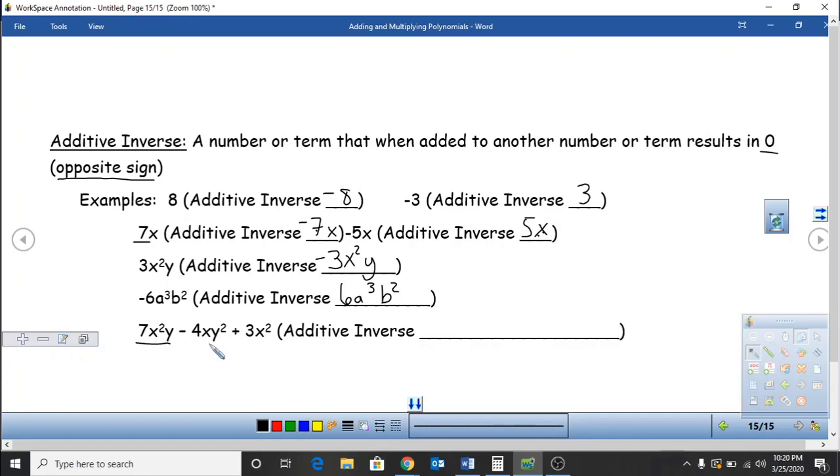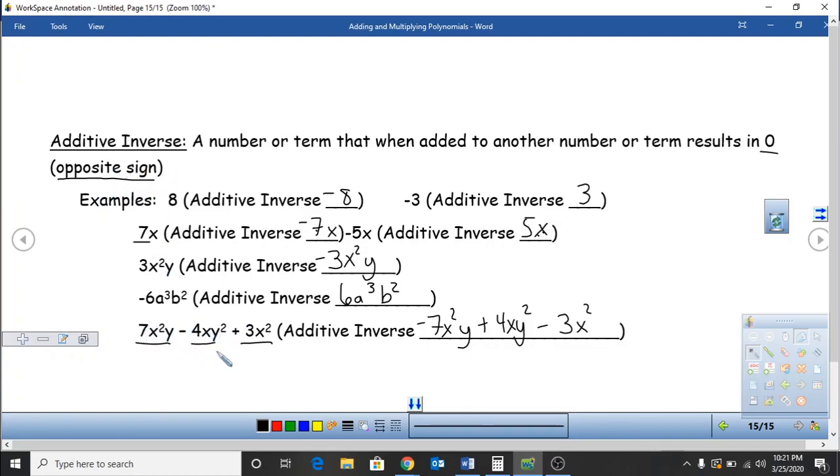All right. Now what about this one over here? If you think about it, there's a minus and there's a plus, so this is a trinomial because there are 3 terms. When you take the additive inverse of these terms, you have to take the additive inverse of each term. So you're going to take the additive inverse of 7, of negative 4, and of this positive 3, or plus 3. The additive inverse of 7x squared y would be negative 7x squared y. The additive inverse of negative 4xy squared would be a plus 4xy squared. And the additive inverse of a plus 3x squared would be a minus 3x squared. So that's how you take the additive inverse.